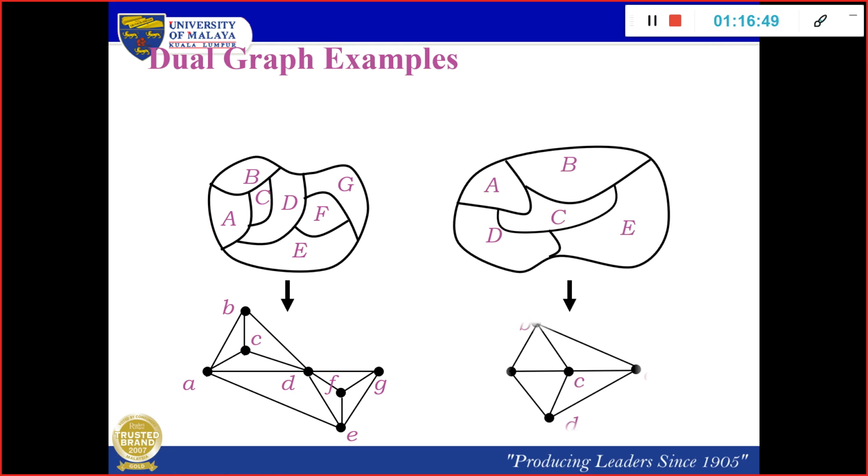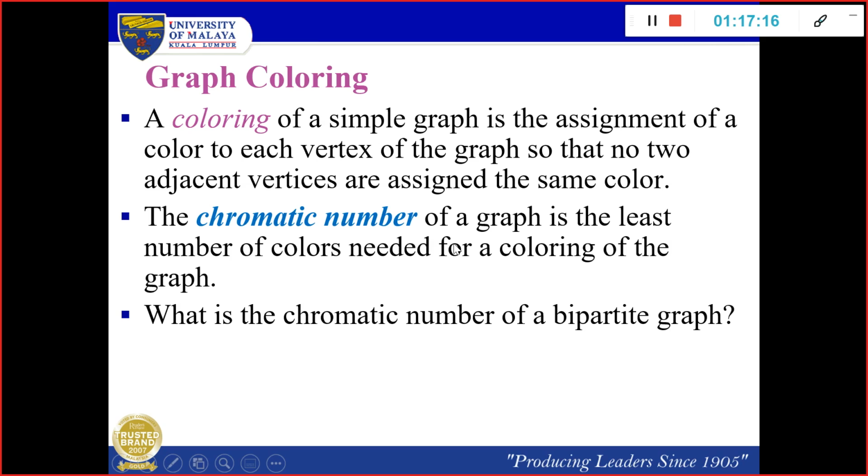Another example is this one, with A, D, C, B, and E. B is adjacent to A, C, and E. Region A is adjacent to B, C, and D, and so on. This is how you generate a dual graph.